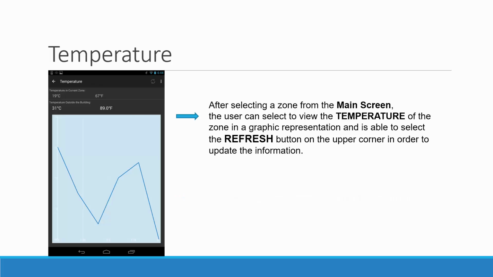Temperature. After selecting a zone from the main screen, the user can select to view the temperature of the zone in a graphic representation and is able to select the refresh button on the upper corner in order to update the information.